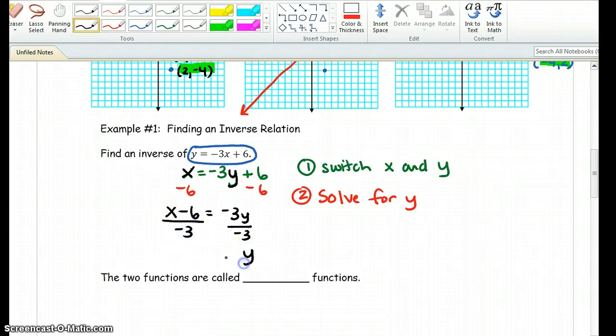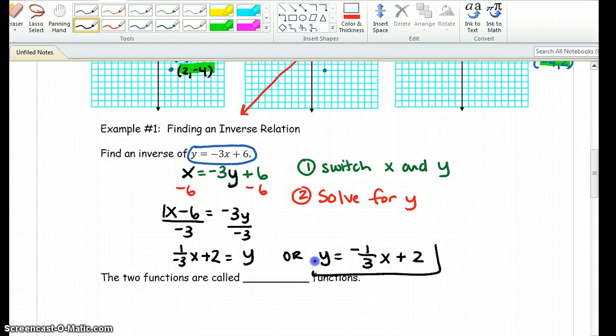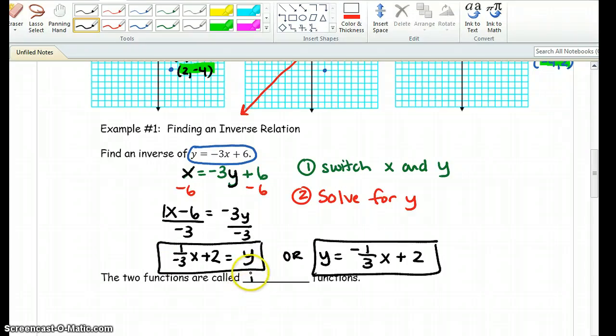And we end up getting y equals, now this is 1x, so we can write that as 1 over -3 x, and then -6 divided by -3 is positive 2. Or you can even write it like this: y equals -1/3 x plus 2. So either one of those is good. Alright, and if the two functions are, these are called inverse functions.